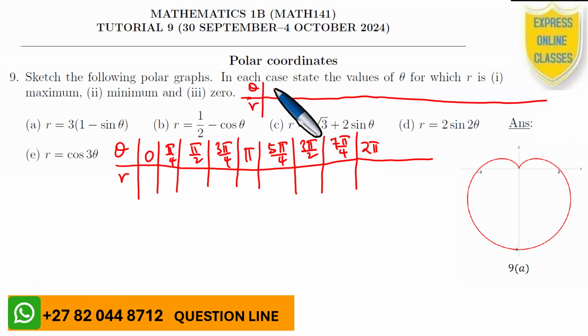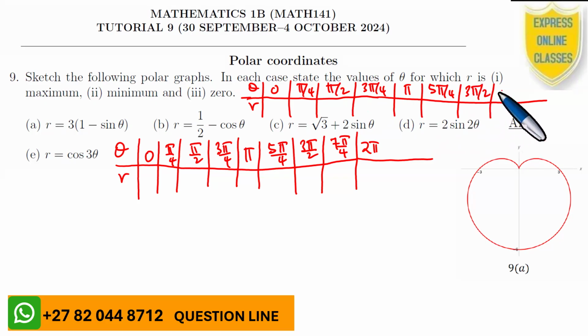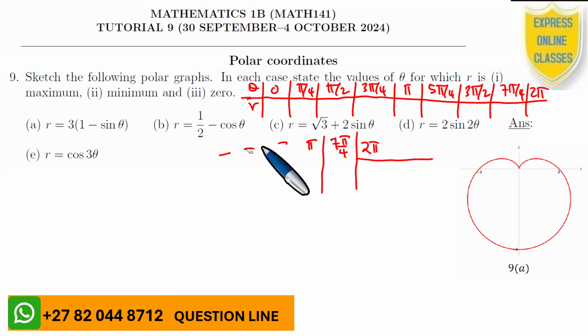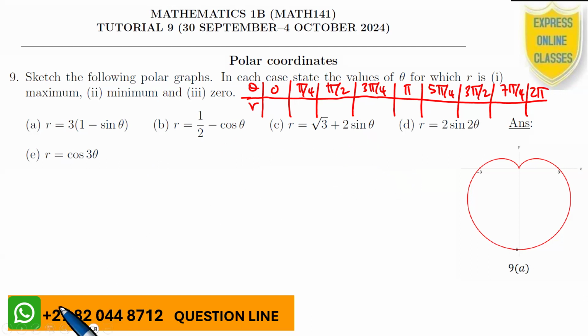so now we have 0, we have pi over 4 radians, we have pi over 2 radians, 3 pi over 4 radians, pi, 5 pi over 4 radians, 3 pi over 2 radians, 7 pi over 4 radians, 2 pi. Right, so that is sort of what we can sketch. Then we have the following. So now, okay, we are dealing with this one.